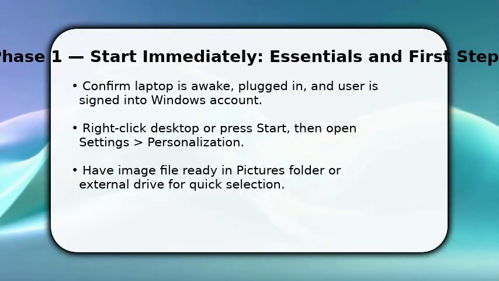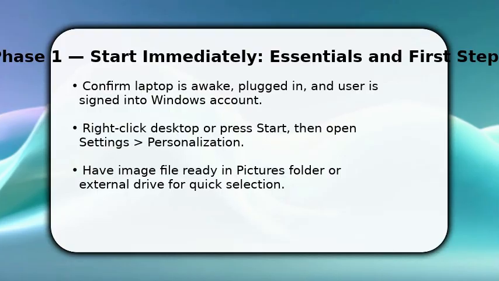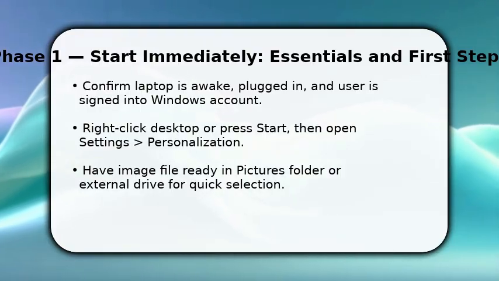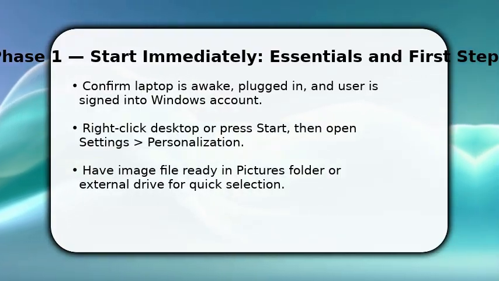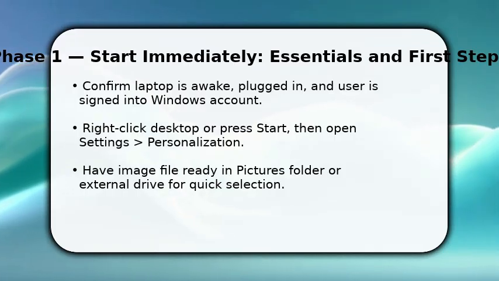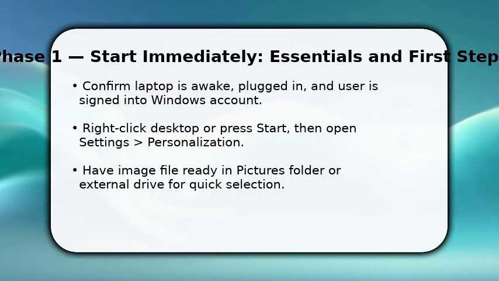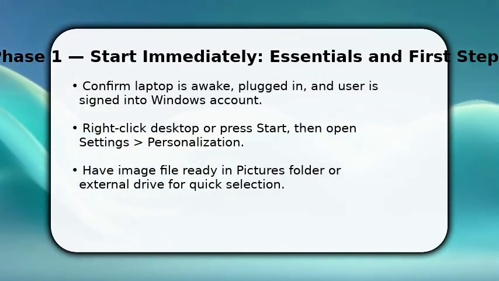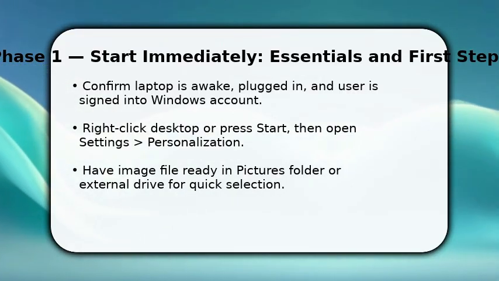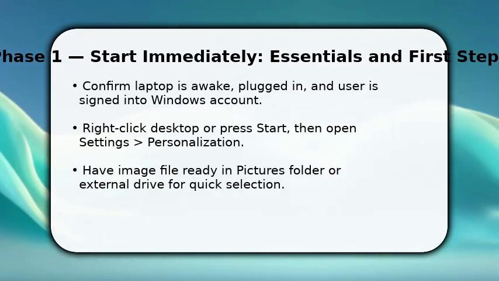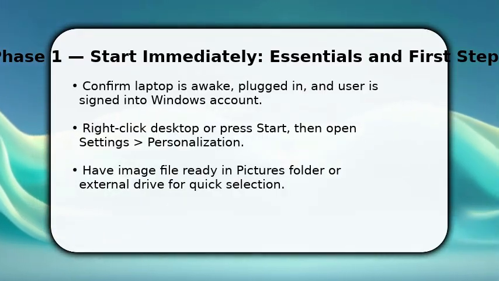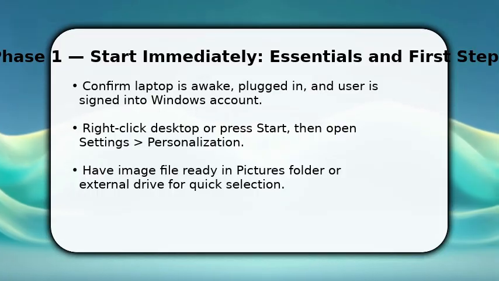You start by making sure your Dell is on, plugged in, and you're signed in. This prevents interruptions. Once ready, right-click the desktop or press Start and open Settings, then choose Personalization. Make sure the image you want is already in Pictures or on a connected drive so you don't waste time browsing. You're doing this now to move straight into choosing background type, picture, solid color, or slideshow, and to pick the exact file you'll apply.